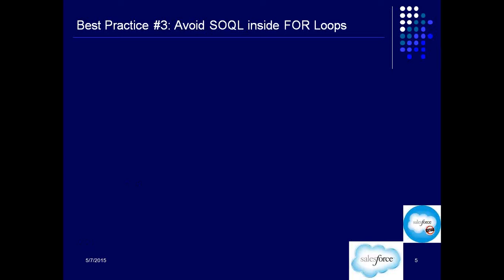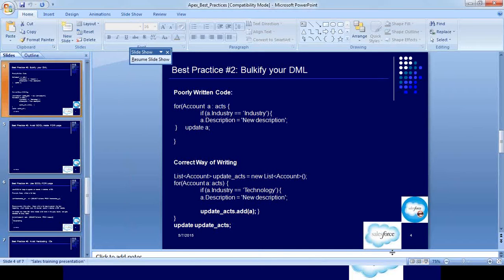Okay. Third best practice is avoid SQL queries inside your for loops. It's not a good habit to write SQL queries inside the for loop. Why? Because there's again a limitation for SQL queries. Like DML statements, there is a limitation for SQL queries also.